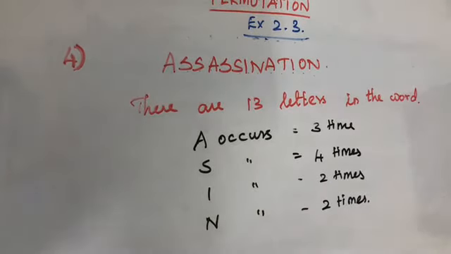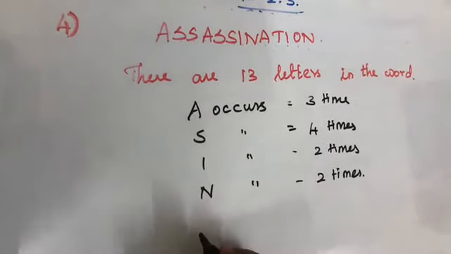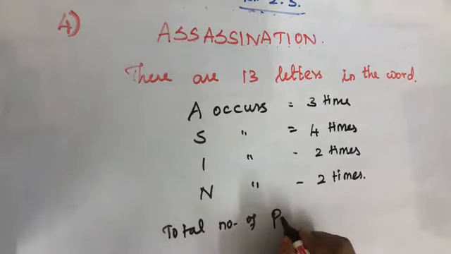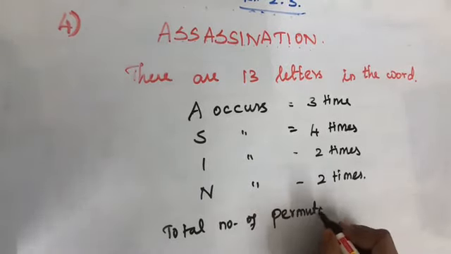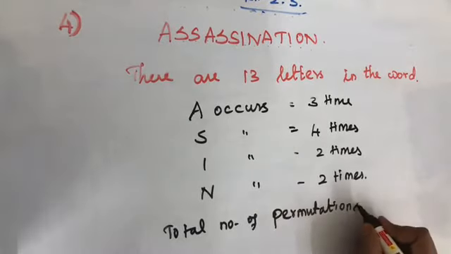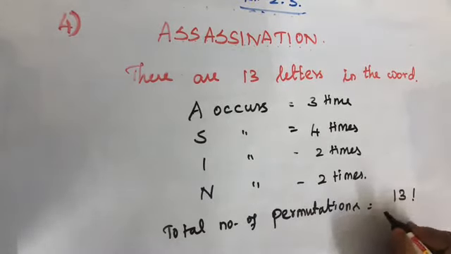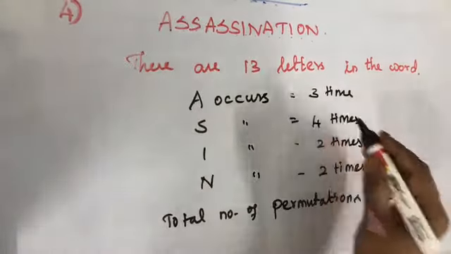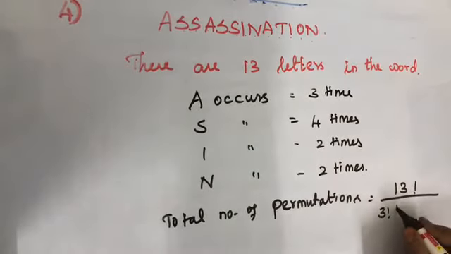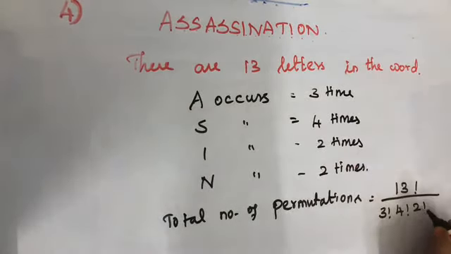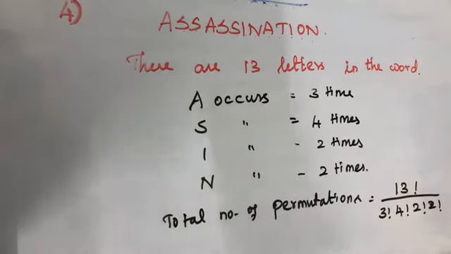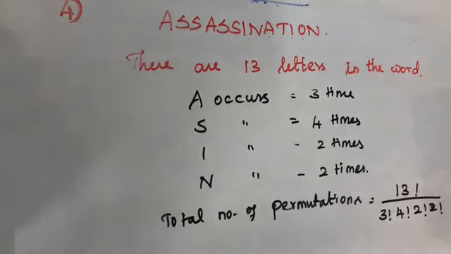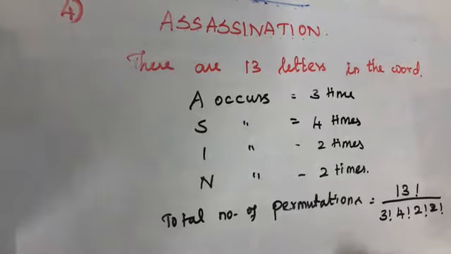Okay, so the number of possibilities, the permutations, is equal to 13 factorial, the whole number. Okay, 13 letters are there. So 13 factorial divided by 3 factorial, 4 factorial, 2 factorial into 2 factorial. Okay, shall we calculate it? Okay, we'll stop with this. If you want, you can use a calculator to find out the value.